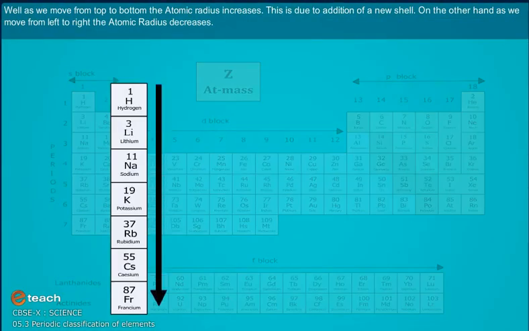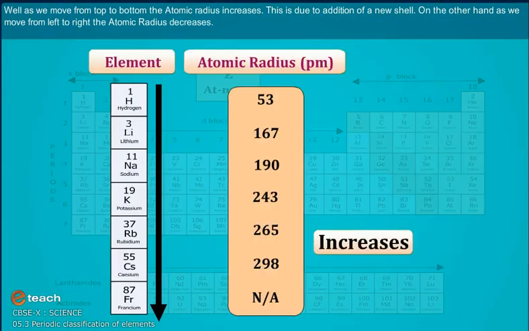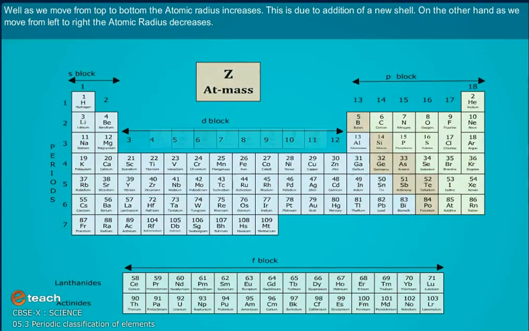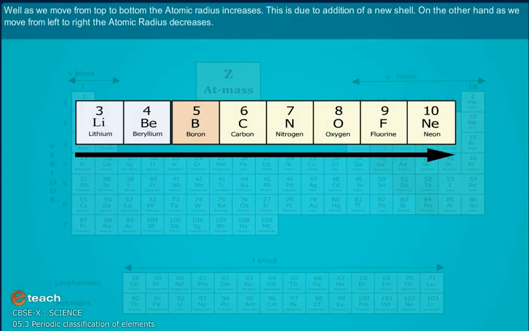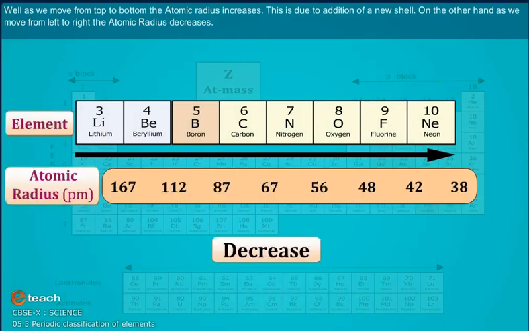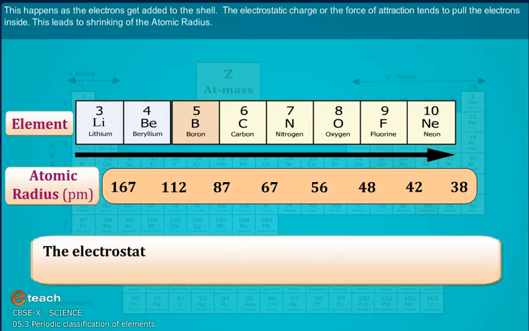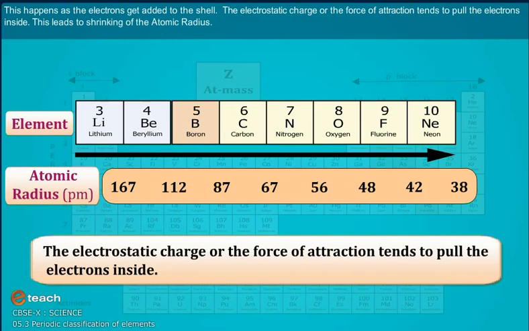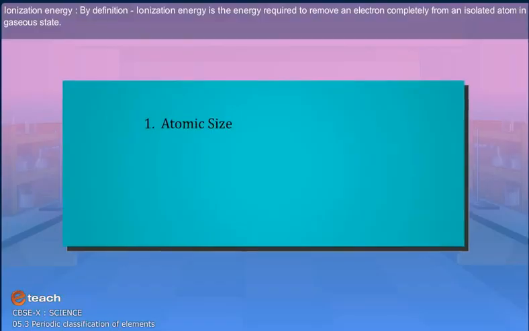Well, as we move from top to bottom, the atomic radius increases. This is due to addition of a new shell. On the other hand, as we move from left to right, the atomic radius decreases. This happens as the electrons get added to the shell. The electrostatic charge or the force of attraction tends to pull the electrons inside. This leads to shrinking of atomic radius.